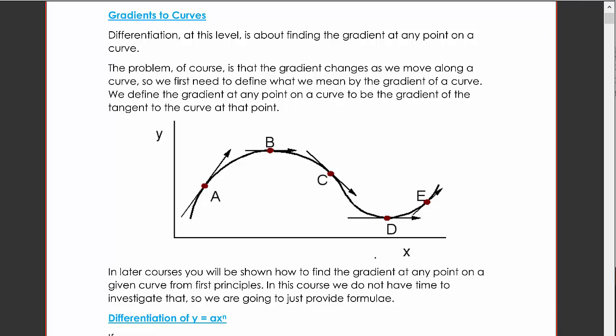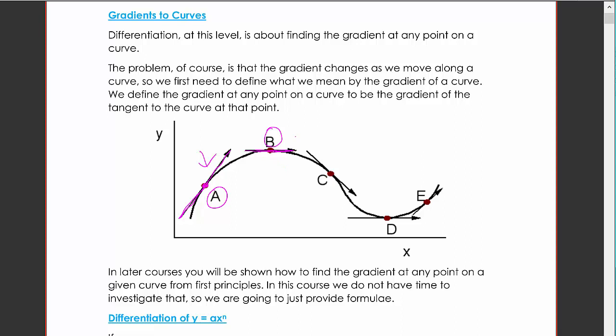Well, what we do is define the gradient of a curve to be the gradient of the tangent to the curve at any point. So if, for example, we look at the point A here, there's the point A, and this is the tangent to the curve at A. If we work out the gradient of this tangent, then we consider that to be the gradient of the curve at that point. And when we go to B, we would consider it to be the gradient of this.